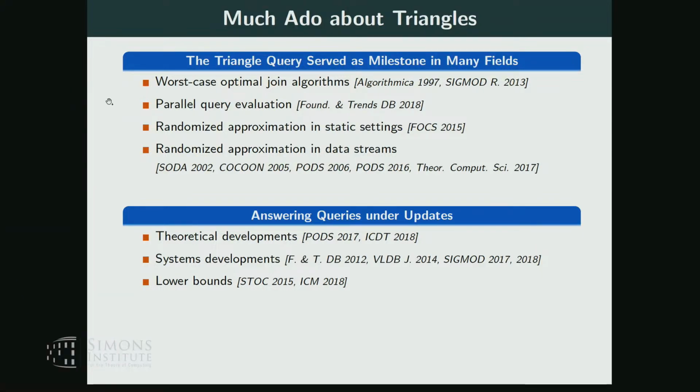On parallel query evaluation, Dan Suchu and Paris use the triangle join query to show some interesting complexities, in particular lower bounds. Then we have the randomized approximation setting, and many other settings in streams or static. For answering queries under updates, there is quite some work done by Nicole Schweikart. And there are a lot of system developments to which we also contributed. We also have lower bounds, in particular by Virginia here. These are things we are going to use, and also the OMV problem introduced in STOC by Monika Henzinger.